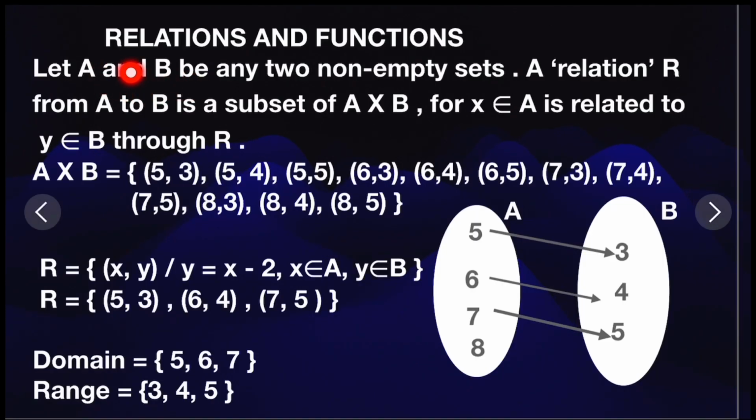Today we are going to study relations and functions. Let A and B be any two non-empty sets. A relation R from A to B is a subset of A cross B, where x belongs to A is related to y belongs to B through R.